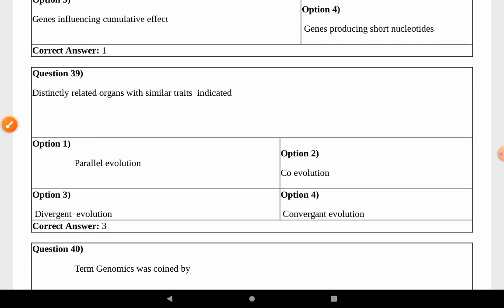Our next question is distinctly related organs with similar traits indicated. Option 1 parallel evolution, option 2 co-evolution, option 3 divergent evolution, option 4 convergent evolution. So the correct answer is option 3, divergent evolution. So distinctly related organs with similar traits are known as divergently evolved organs.